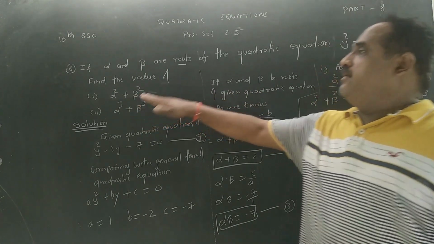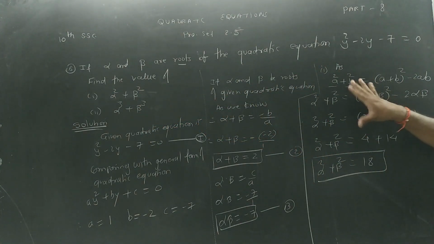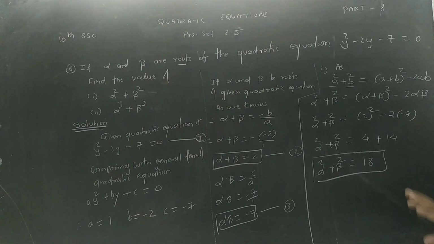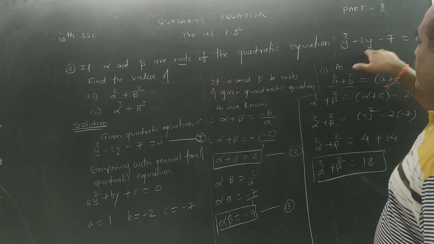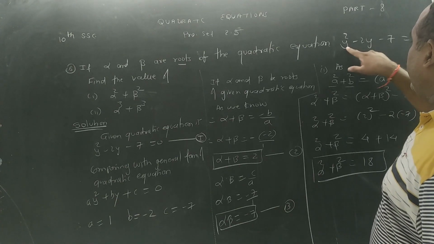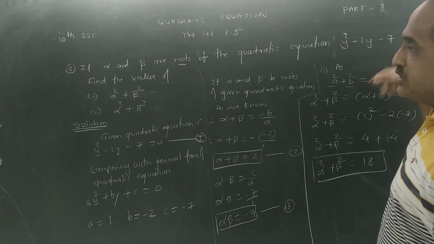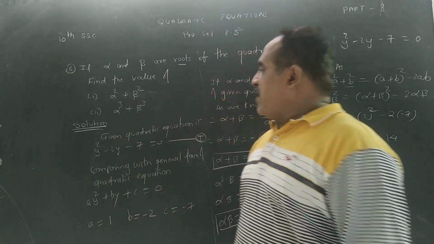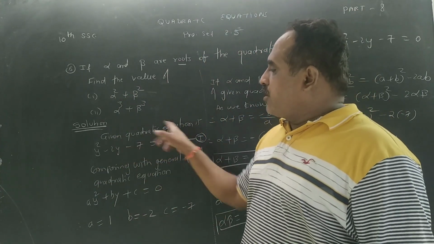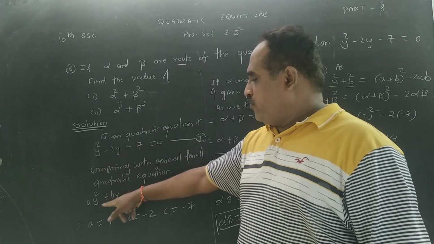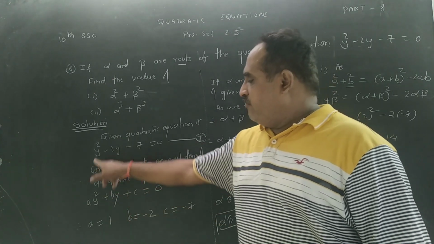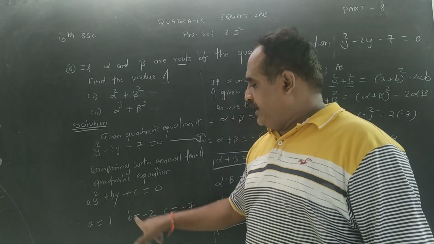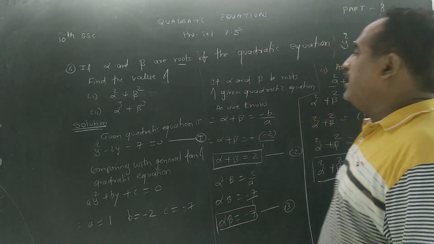Second part I am going to continue here only, but up to now I'll revise it and we'll go for it. Say once again, alpha and beta are the roots of the quadratic equation y square minus 2y minus 7 is equal to 0. Find the value of alpha square plus beta square. Second one is alpha cube plus beta cube. For the given quadratic equation, we have to compare it with the general form. Value of a is 1, b is minus 2, c is minus 7.